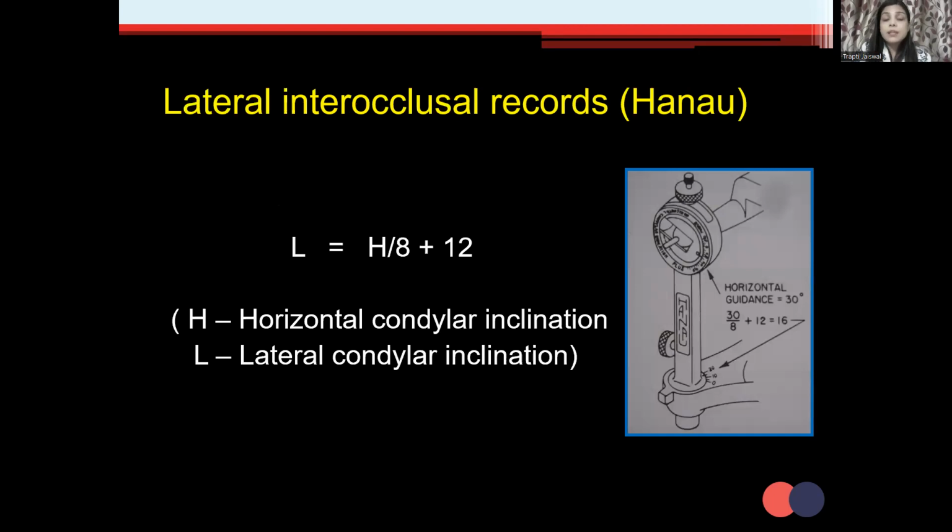So in these lateral intraocclusal records, the lateral condylar guidance angle can also be obtained easily from the horizontal condylar guidance angle using this formula: L is equal to H plus 8 by 12. So we will make the protrusive records and program the articulator, and after obtaining the horizontal condylar guidance, we can easily use this formula to obtain the lateral condylar guidance angle.